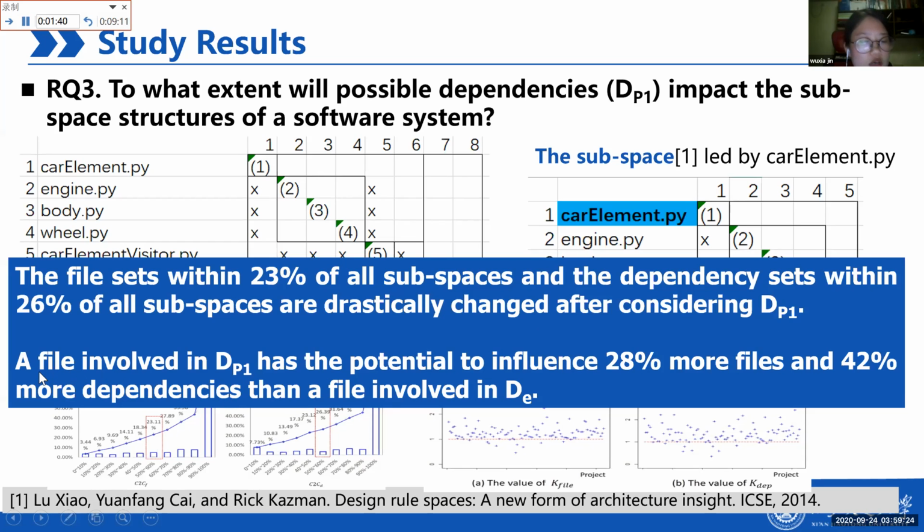We also compared the files involved in DP1, that is, possible dependencies, and the files involved in DE. We found an interesting observation, that a file involved in DP1 has the potential to influence about 28% more files and 42% more dependencies than a file involved in DE.